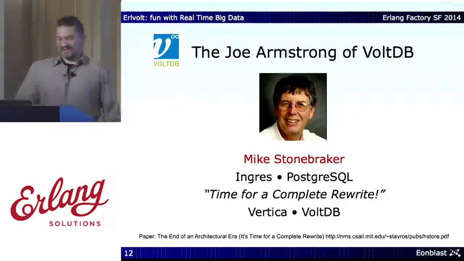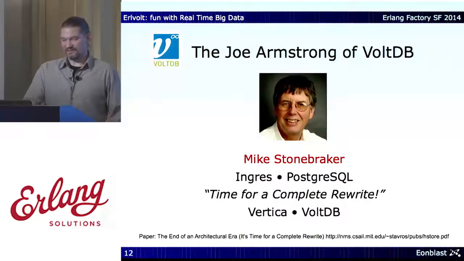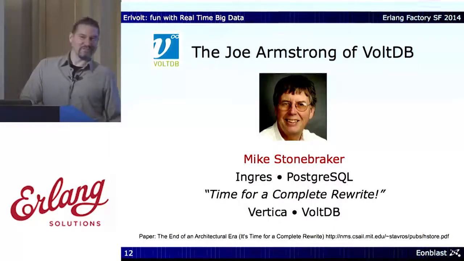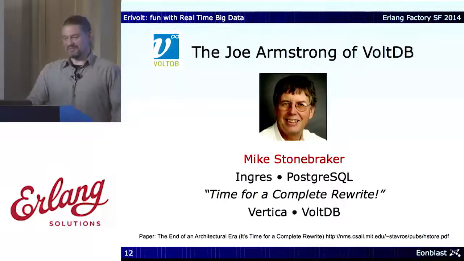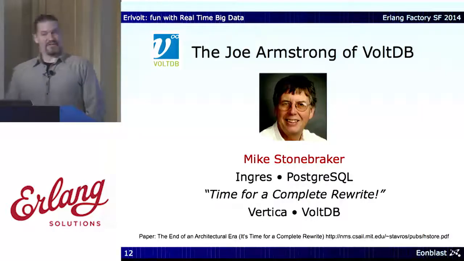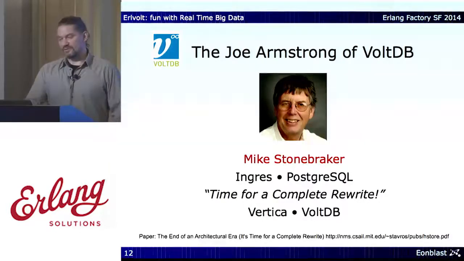He's been in the database business since a very long time. He's the guy who was behind Ingres. He also created PostgreSQL. And at some point he said it's time for a complete rewrite, and one size doesn't fit all anymore. So what resulted from that were Vertica and VoltDB. Vertica is a vertically partitioned database, and VoltDB is a horizontally partitioned database. There's a very good paper that I can only recommend to read, and the link is down there. It's called hstore.pdf. That's the research where it originally came from.